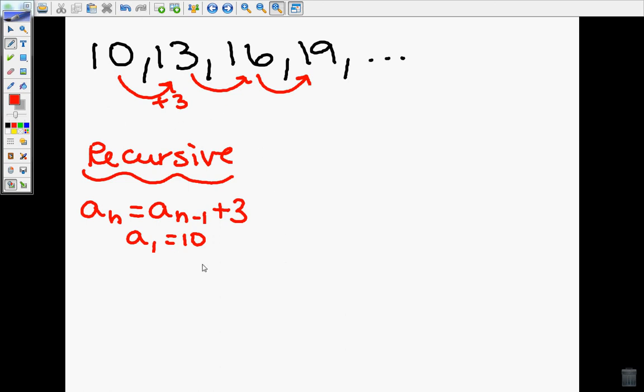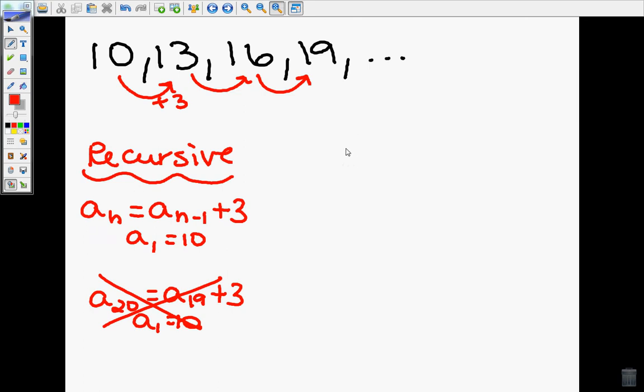But I can't use this to find the 20th term. If we wanted to find the 20th term, a sub n, the 20th term, is equal to a sub 19, because n is 20 and 20 minus 1 is 19, plus a common difference of 3, with a sub 1 being equal to 10. I can't calculate anything from this unless I know the term prior to the one that I'm looking for. So this doesn't really help us find anything out, it just gives us some information.